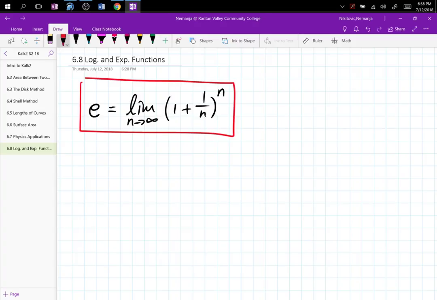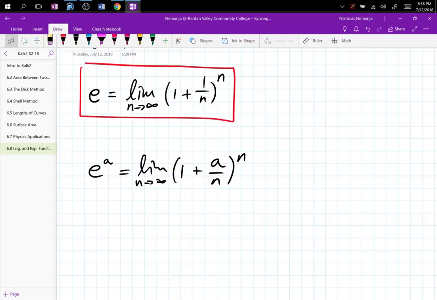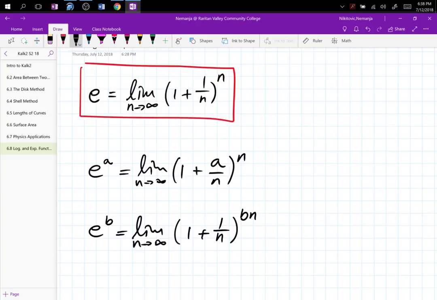And now I can have e to the a as the limit as n goes to infinity of (1 + a/n)^n. So that's one way that you can gain the exponent on e. Or you can have, let's say, e to the b as the limit as n goes to infinity of (1 + 1/n)^(bn). All right? So these are the two ways in which you are gaining the exponent on e.